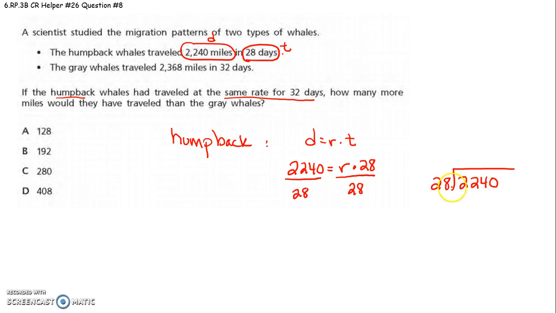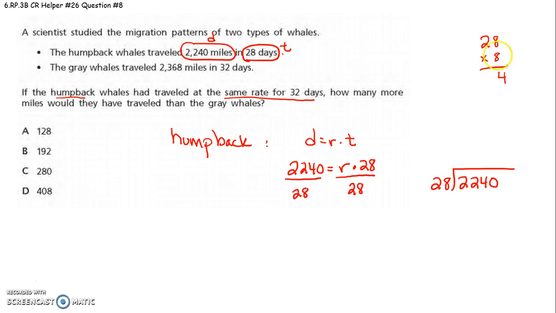So 28 goes into 224. I'm going to round this to about 30. 30 goes into 240 about 8 times. Let me try 28 times 8. What I did was I estimated. I changed that to a 30, which is like a 3. I changed this here to 24. 3 goes into 24 8 times is how I worked out that little estimation in my head. Let's see how it goes.